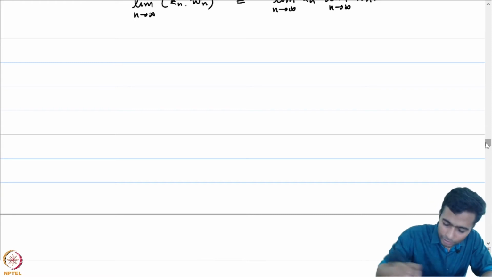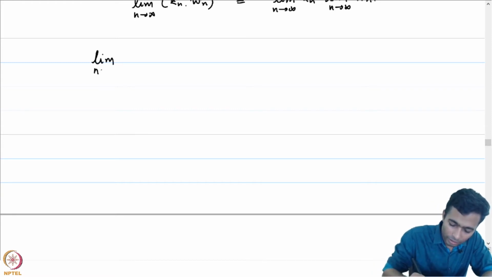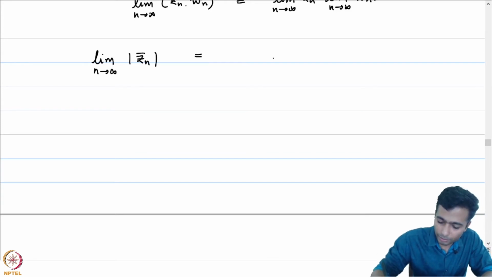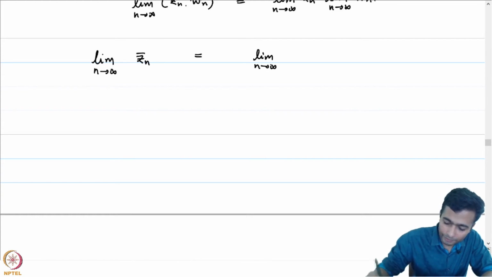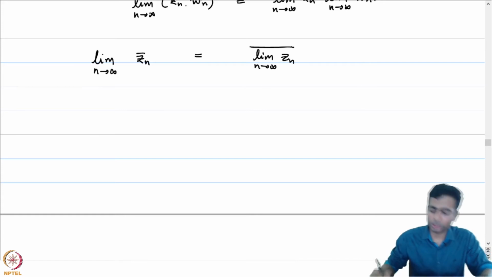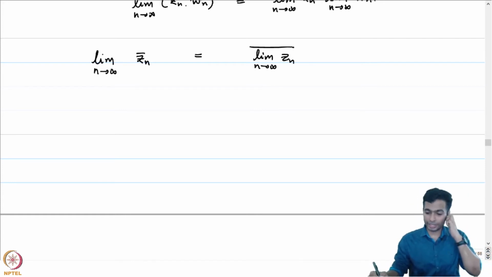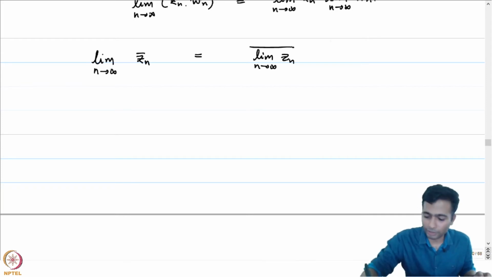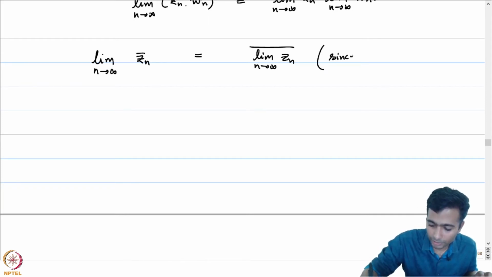But before that, maybe I should also note one more thing. The limit of n going to infinity of Zn bar is going to be equal to the conjugate of the limit of Zn. The limit of a sequence of conjugates is going to be the conjugate of the limit. This is basically telling us that the operation of conjugation is a continuous operation. And this follows because the absolute value of z bar is the same as the absolute value of z.